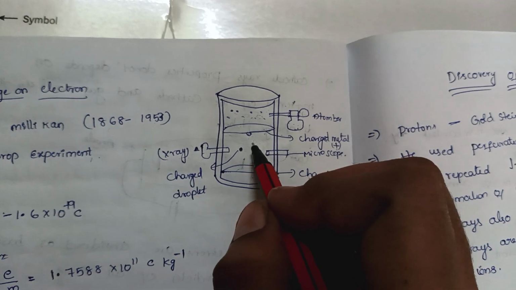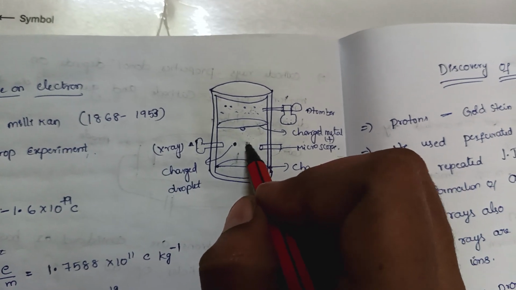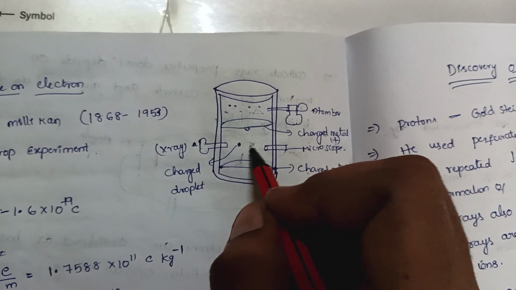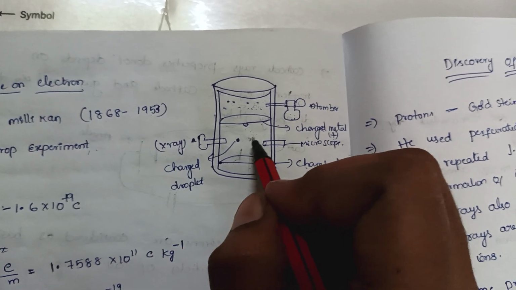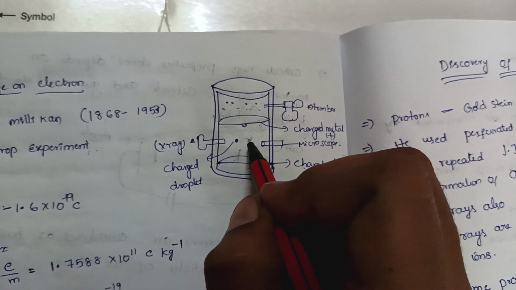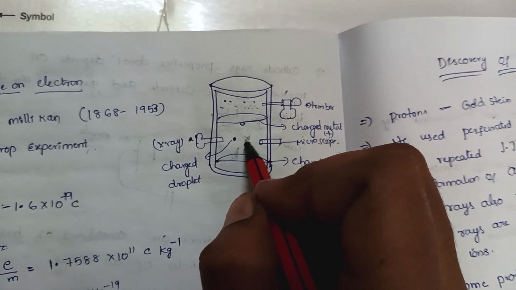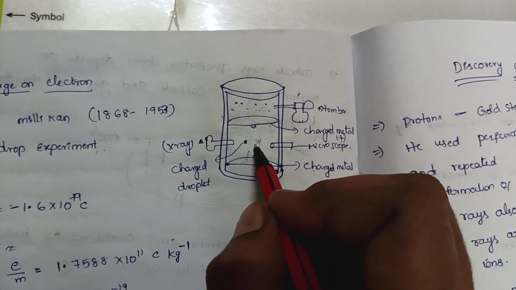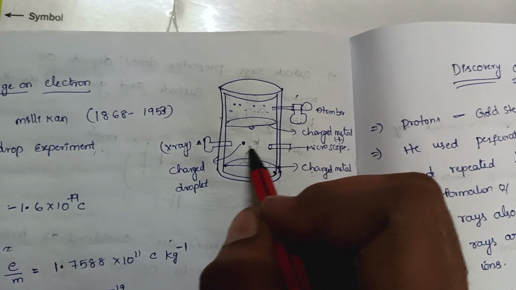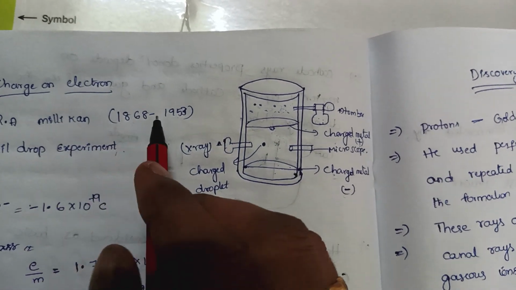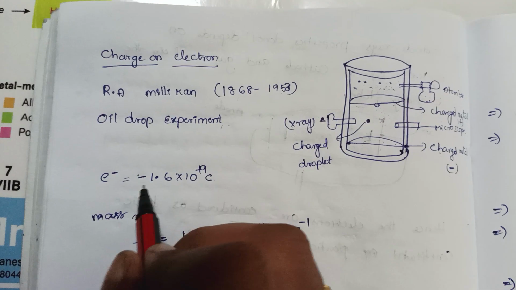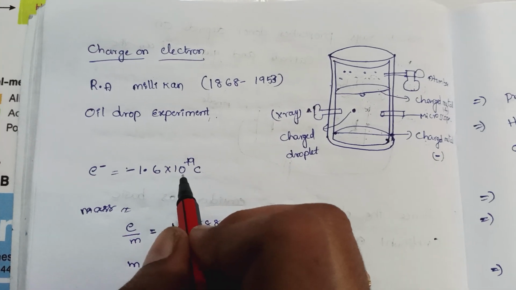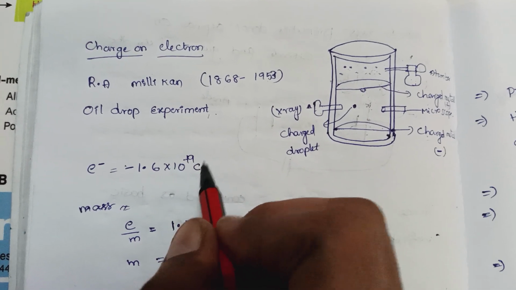After that, ions will form. These ions will bombard the oil drops. After bombarding between oil drops and ions, the charge will be generated. So by using this experiment, he calculated the charge on the electron, that is minus 1.6 times 10 to the power of minus 19 coulomb.